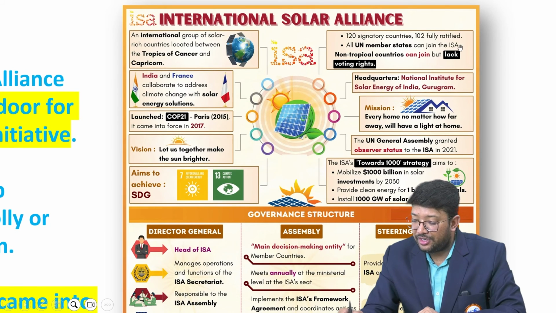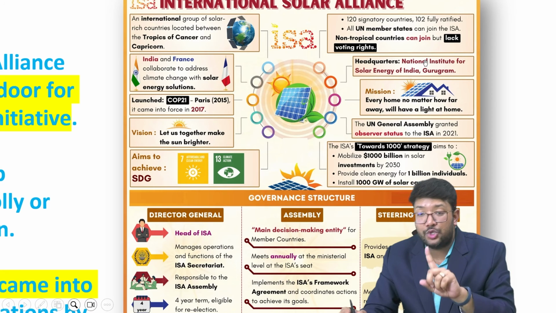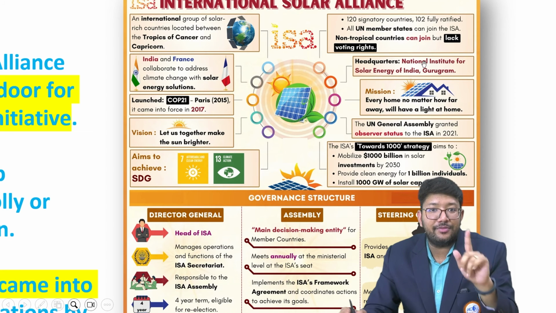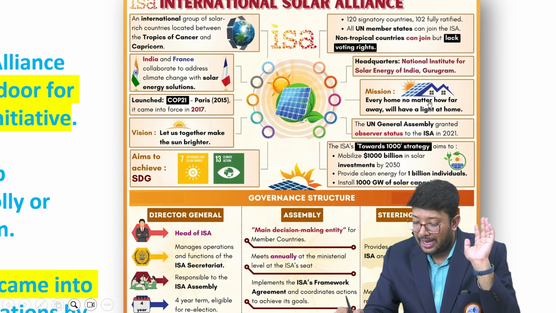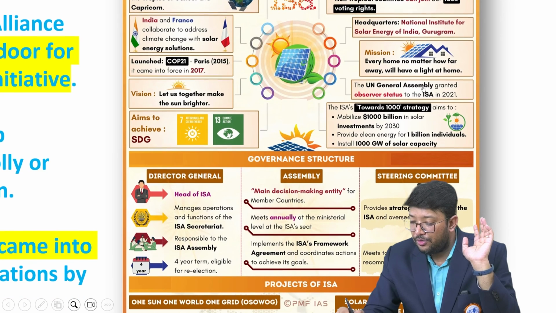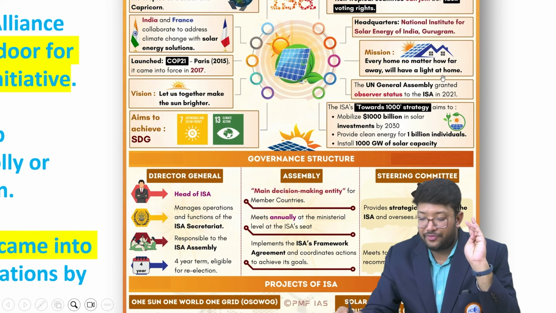120 signatory countries, 102 fully ratified. All the United Nations member states can join the ISA. Non-tropical countries can join but cannot vote. You have to remember that. Non-tropical countries can be members but they cannot vote in the decision making of ISA. The headquarters I already told you: the National Institute for Solar Energy of India, Gurugram.